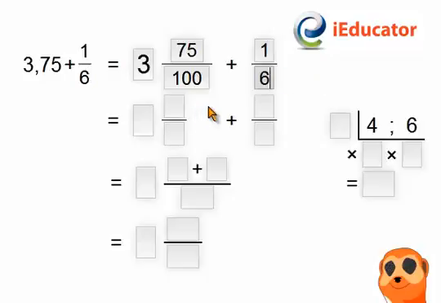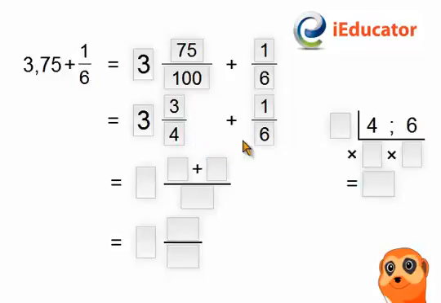Right. I can see that 75 over 100 will reduce further, so we keep our 3. 25 can go into 75 3 times, and into 100 4 times. Add that to our 6th. Right. Now we are ready to add the fractions. We need to find the lowest common denominator. We have to look at 4 and 6.